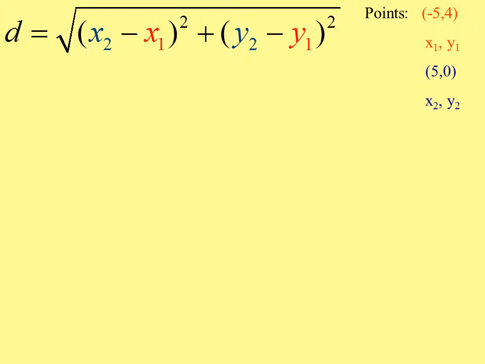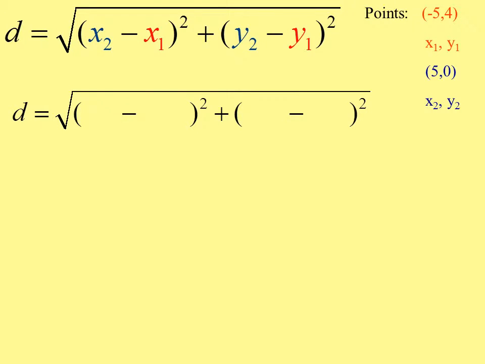Now that you've selected your x1 and y1 and your x2 and y2, all you have to do is plug them into your formula. All right, so the first part of the formula says x2. Well, we called x2 5. x1, well, we called x1 negative 5. I'm going to put that in parentheses so I don't forget that these 2 negatives will make a plus. y2 we called 0. And y1 we called 4.